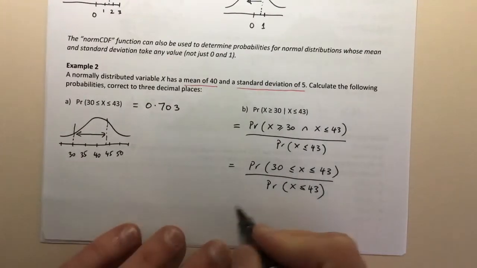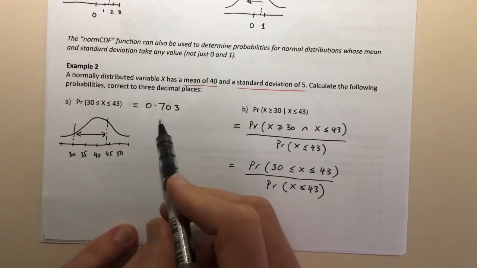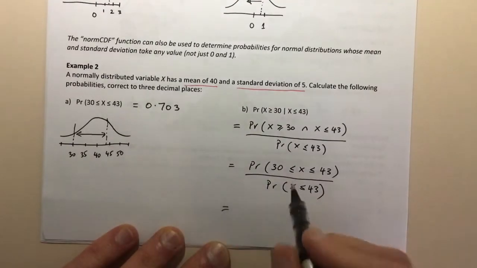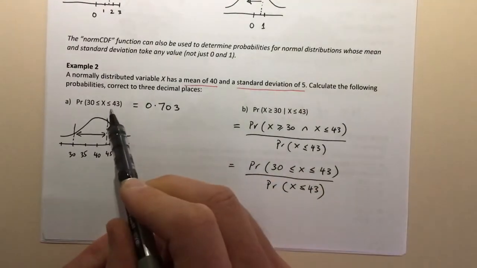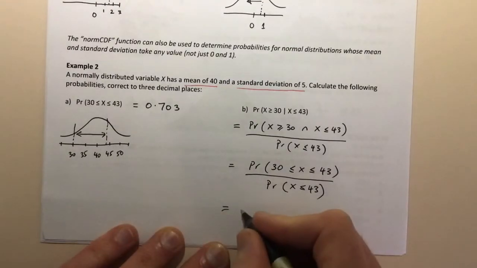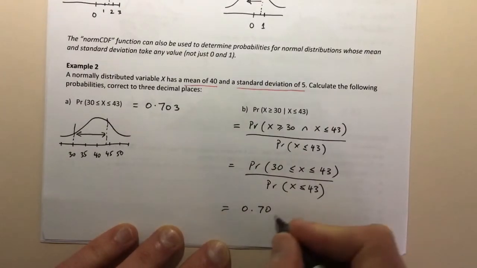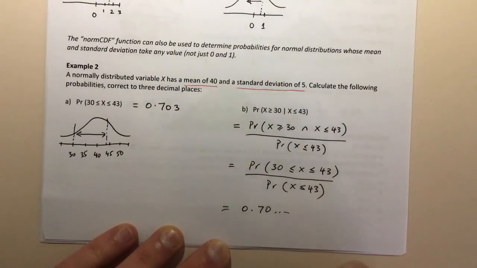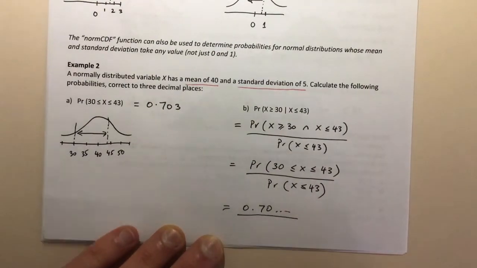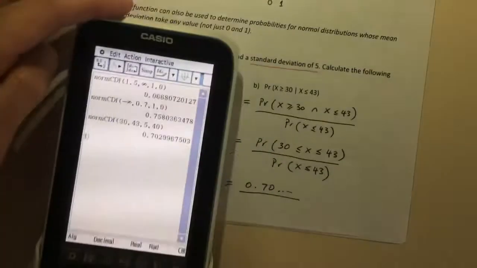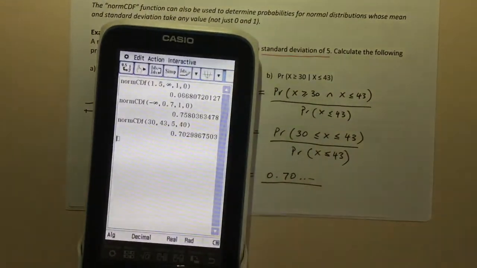So that's equal to the 0.703 that we worked out previously, because see how this numerator is the exact same answer that we got from part A. So it's the 0.70, I'm going to just put dots, because I'm going to use the full number from the calculator, divided by, now, we haven't already got the probability that x is less than or equal to 43, so let's work that out.